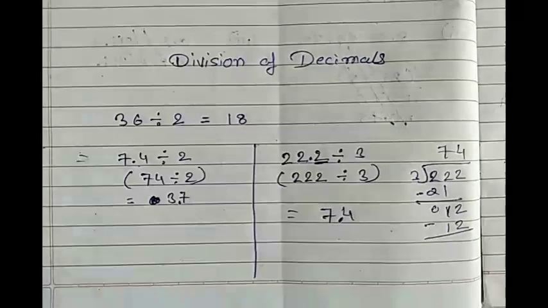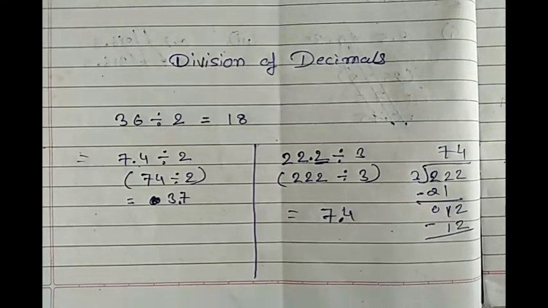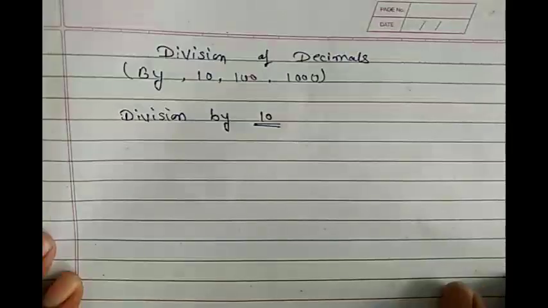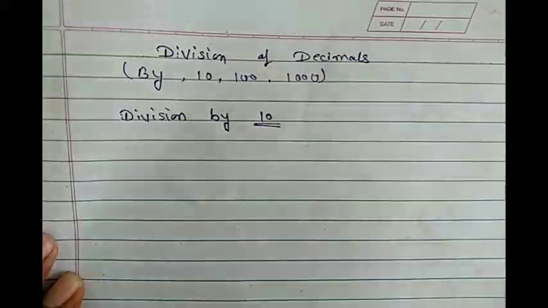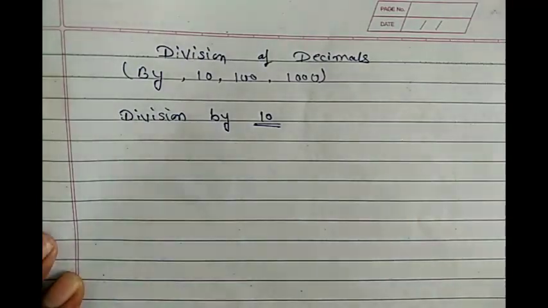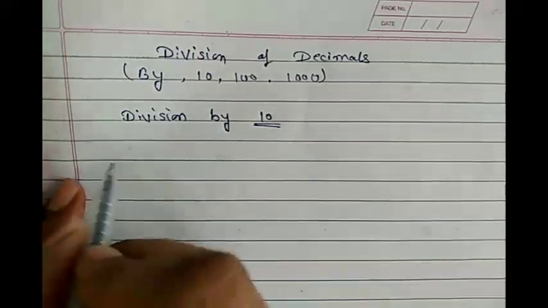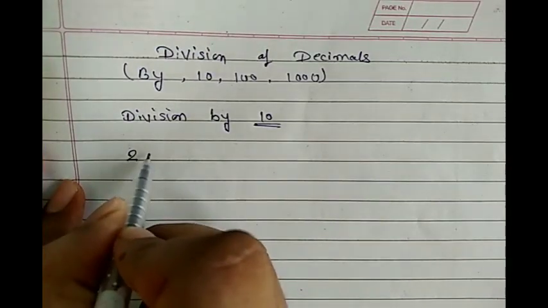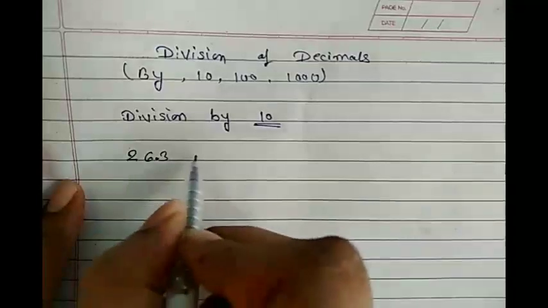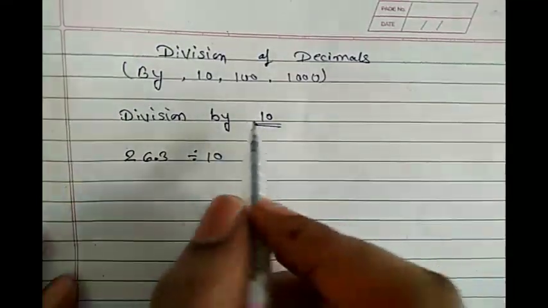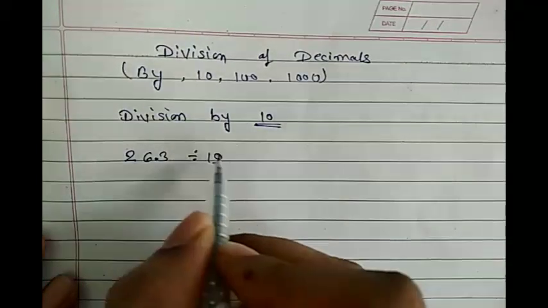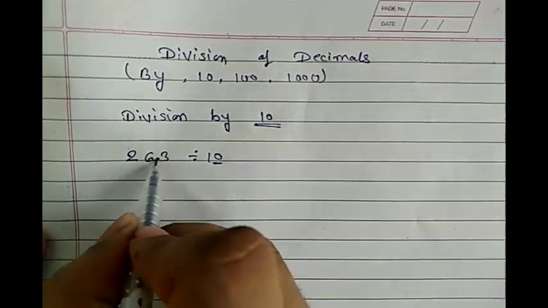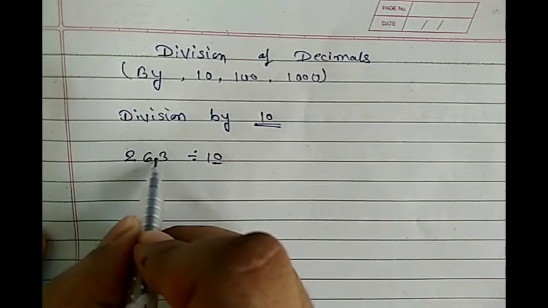Now how to divide a decimal number by 10, 100 and 1000. Now division of decimals by 10, 100, 1000 and moving on 10,000, 1 lakh, whatever we get, but it should be 0s at the end. So begin with one number right here, 2.63 divided by 10. Whenever we divide a decimal number by 10, there is only one zero. So we have to change the place of the decimal one time.